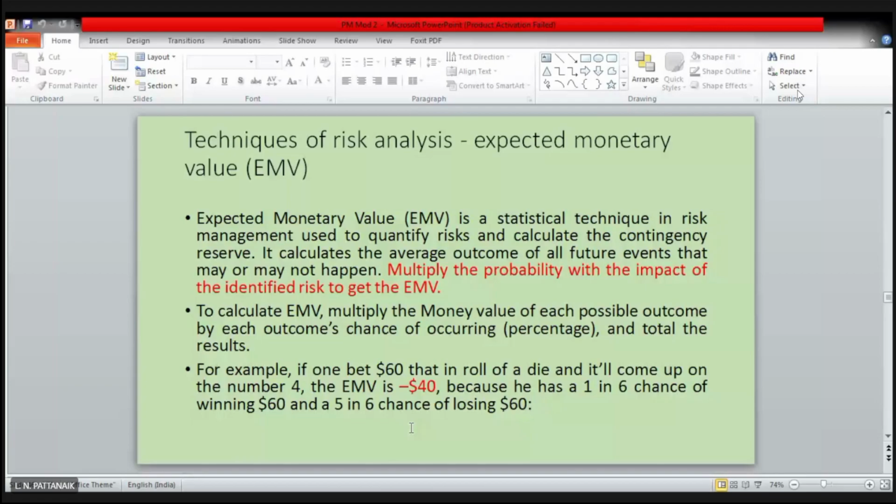If number 4 comes, you will win. So what is the probability? 1 upon 6. This 1 upon 6 will be multiplied by 60. That is positive because you are going to get that back. So 1 by 6 multiplied by 60, plus there are other outcomes that may also happen. Out of 6, the rest, there are 5 more options which can also happen in a roll of a die. So 5 by 6 multiplied by again 60, if you are losing, so 60 is going from your pocket. That way you can see in the next slide, I think.